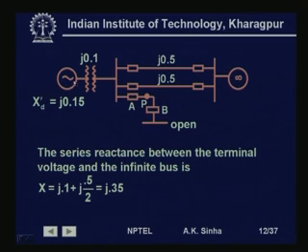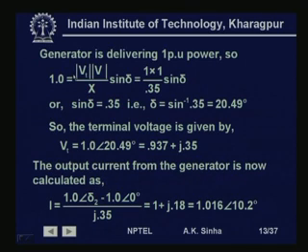So, now this is the circuit that we have. The series reactance between the terminal voltage and the infinite bus is, this is the transformer reactance, these are the transmission line reactance. So, this is 0.1 plus j 0.5 by 2. So, this is j 0.35 per unit is the reactance between the terminal voltage of the generator and the infinite bus. We have been given that this generator is delivering 1 per unit power.